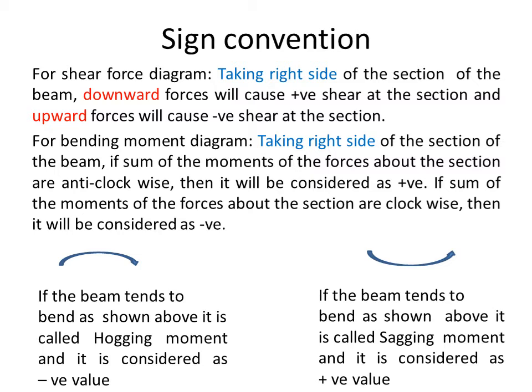This sign convention, different authors have followed in different ways. Some authors have considered the section from the right hand side of the beam. Some others have followed taking the section from the left hand side. The signs will be just reversed. If they are taking from the right hand side, downward force will be positive. If the section is considered from the left hand side, then downward force will be negative shear. Remaining are like this only.